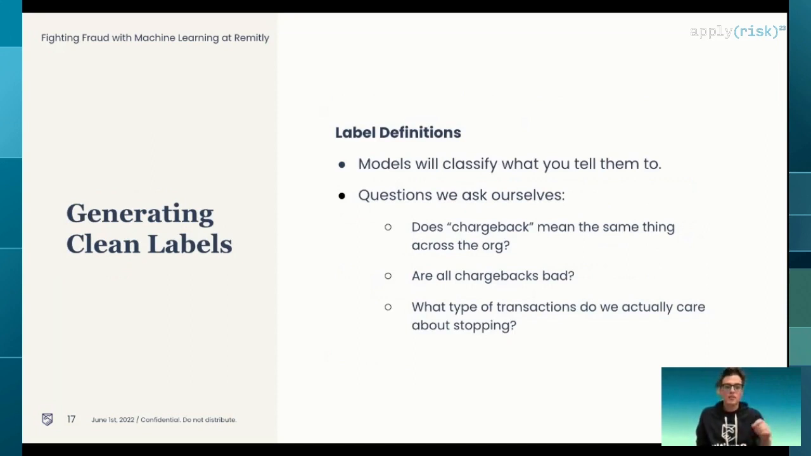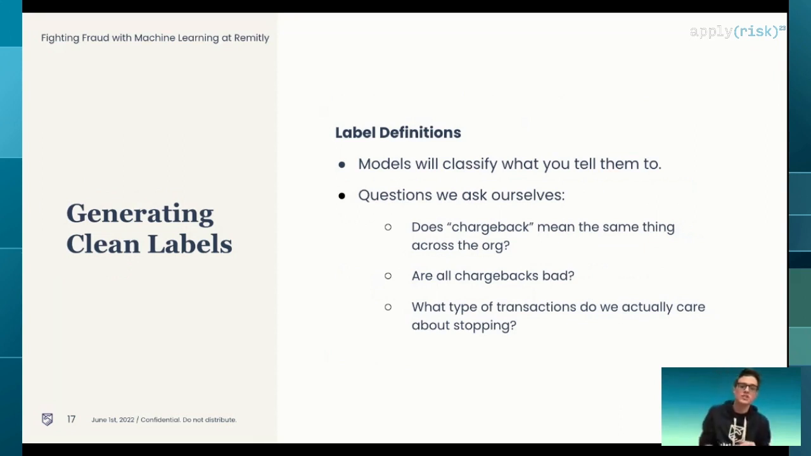Next, I want to talk about labels. At first, I want to focus on label definitions. Good modeling outcomes start with clarity in your label definitions. A classification model with good features and enough data will classify the things that you tell it to classify. Weak label definitions will lead to poor model performance and have you declining the wrong types of transactions.